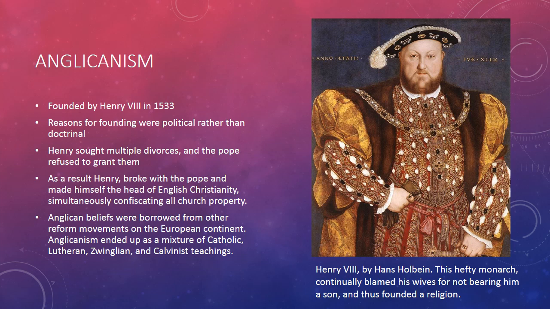So the Pope, of course, did not like this, and when the Pope refused to grant Henry his second divorce, Henry decided to break with the Catholic Church and make himself the head of Christianity in England. So while he did this, he also confiscated all church property in England, which instantly made him the wealthiest person in England and the largest landholder. And this was an incredible benefit for the king. It basically gave him a lot more power and helped him to centralize his rule in England.